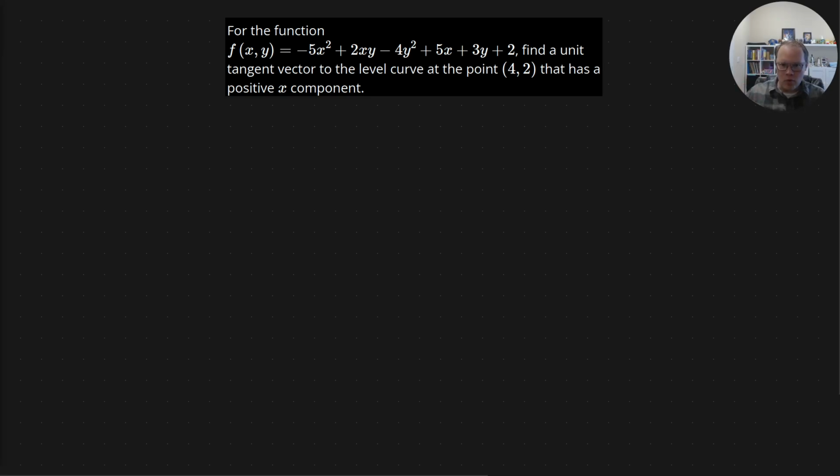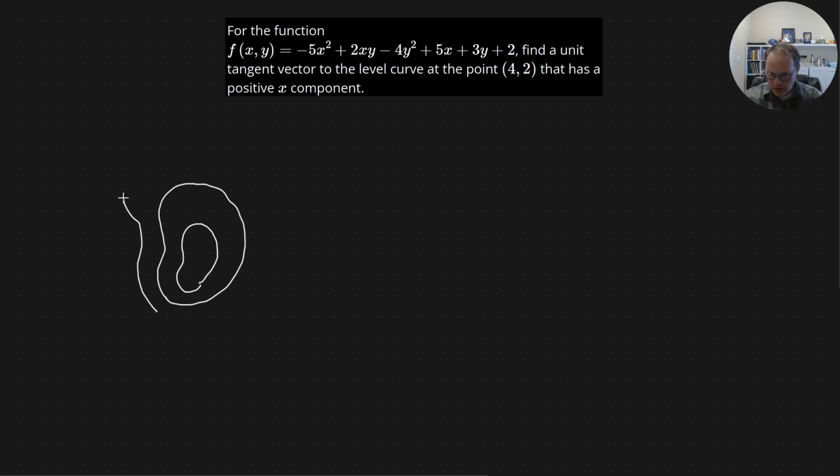Let's do just one more example together. This example is a little different. We have a function. We want to find a unit tangent vector to the level curve at the point 4, 2. All right? So just as a reminder what level curves are, if I look at several level curves, I'd get a sort of contour plot, right? And a level curve is one of the lines in these contour plots.